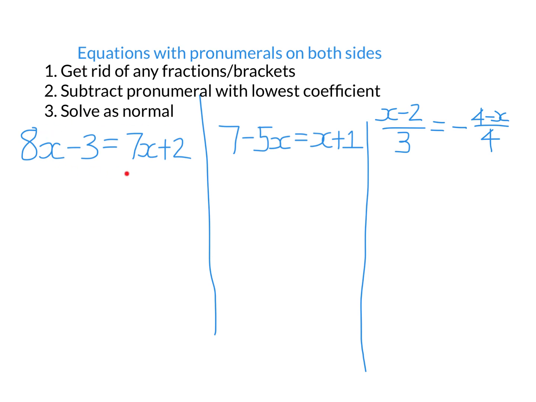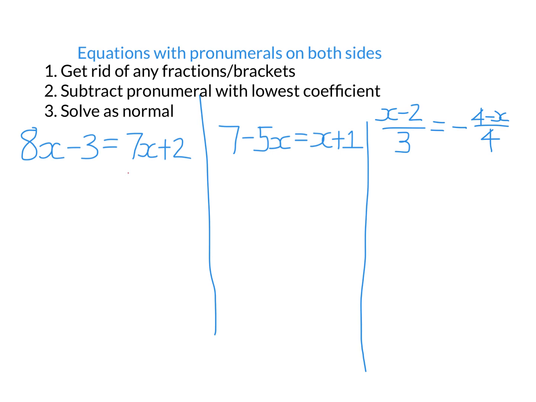Let's look at this question here. So we can see the pronumeral x is on the left and right hand side of the equal sign. So there are no fractions or brackets to get rid of, so I'm going to subtract the pronumeral with the lowest coefficient, i.e. lowest number in front of. So that's this one here.